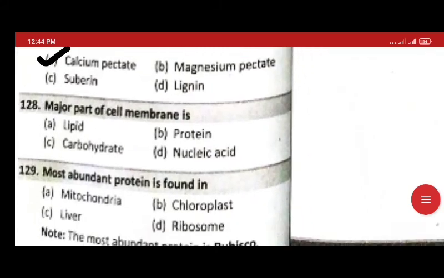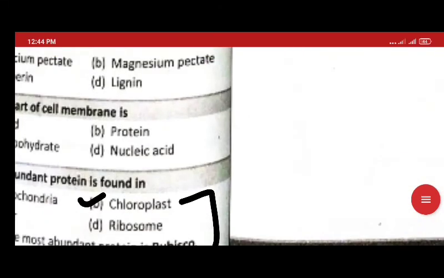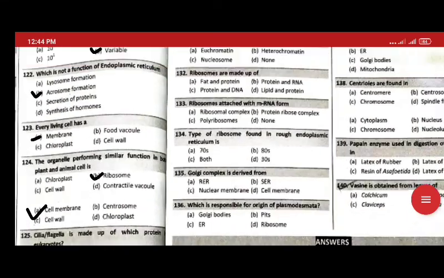Now the major part of the cell membrane. So the major part of the cell membrane is what? Lipid. Most abundant protein is found in what? Chloroplast. So option B is right, because of what? Rubisco is found here. So now 130 we go.